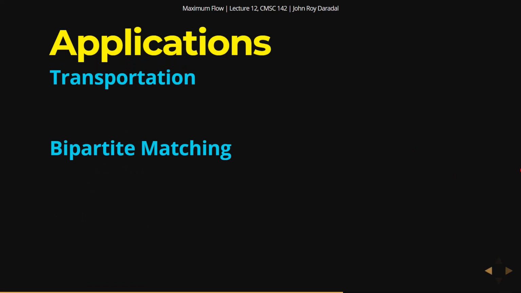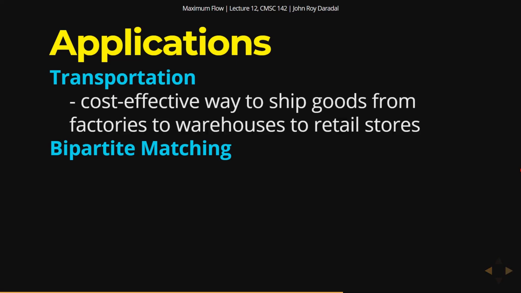Now, what are some applications of maximum flow? Why are we interested in this problem? You can use this for transportation, right? How do you find the cost-effective way to ship goods from a factory to warehouses to retail stores? From the factory, which is the source, to retail stores, which should be your sink. And then the warehouses are your intermediate nodes.